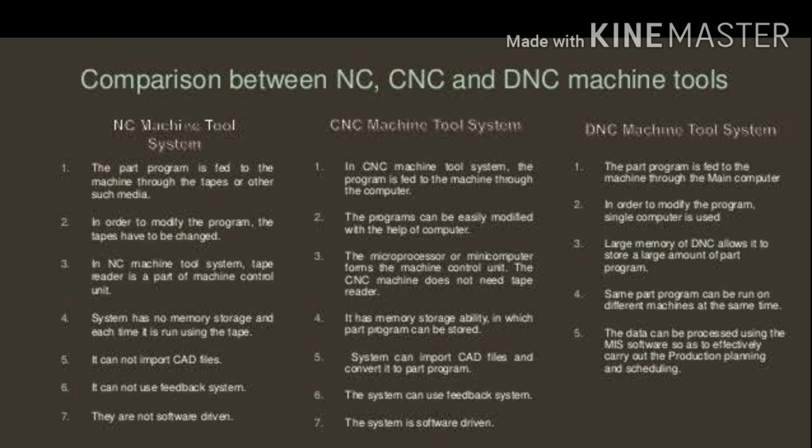NC machines are not able to manufacture a job by importing CAD files, whereas CNC and DNC machines are able to manufacture a job just by feeding the CAD file data to the computer. So this is the comparison between NC, CNC and DNC machine.